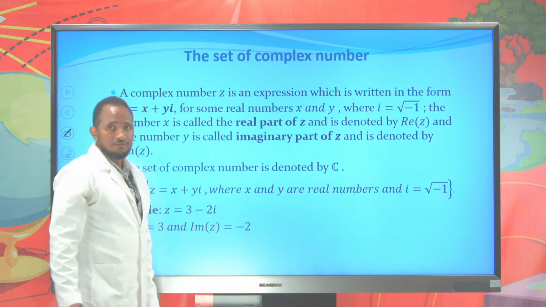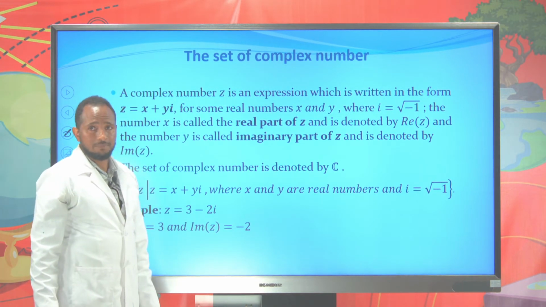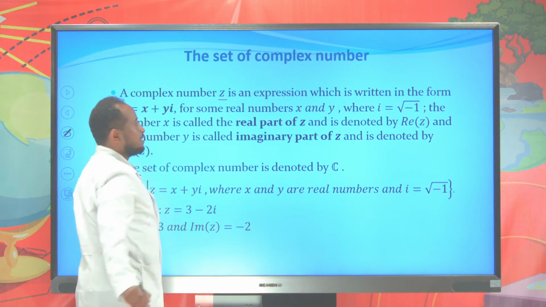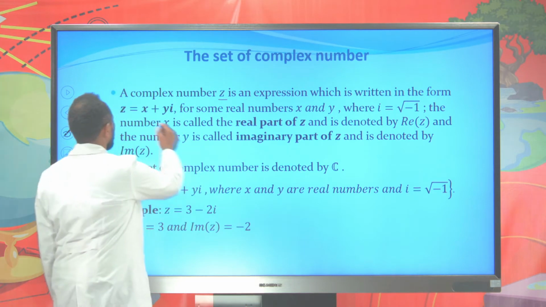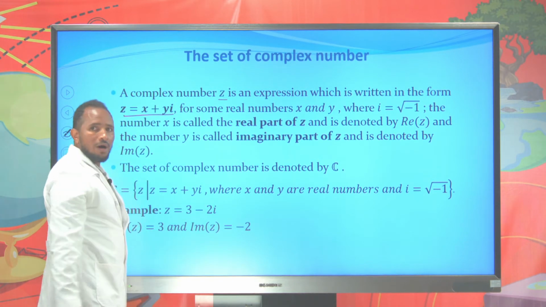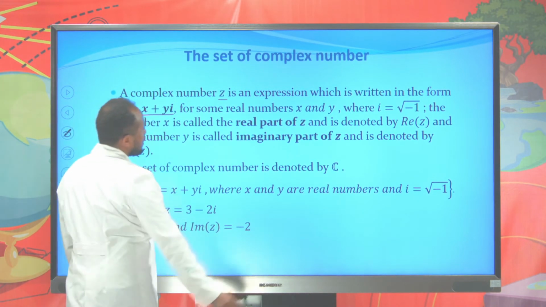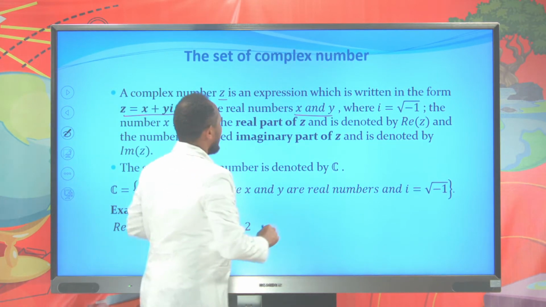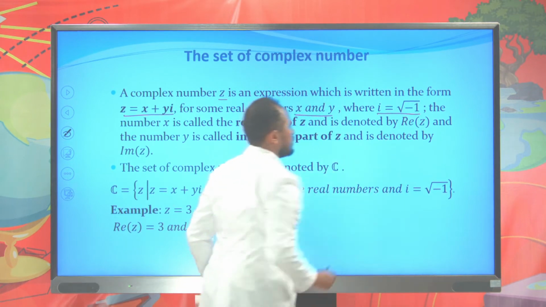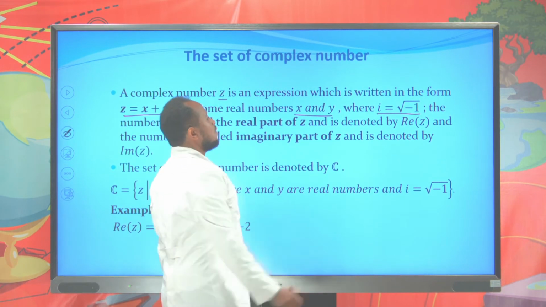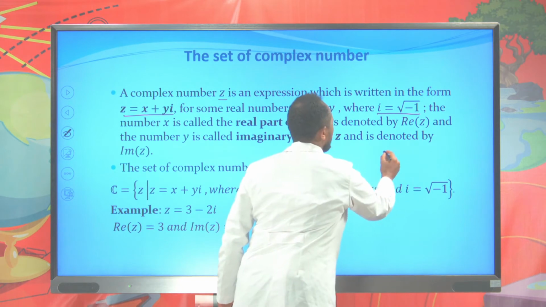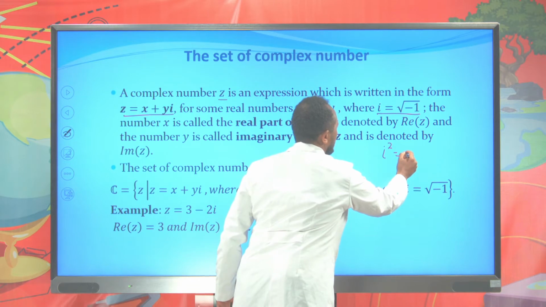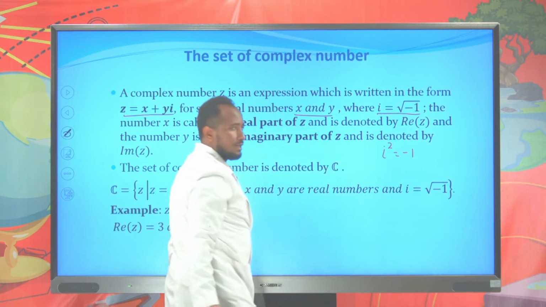So let's see first the definition of the set of complex numbers. A complex number z is an expression written in the form x plus yi for some real numbers x and y, where this i is the square root of -1, or in other words, i squared is equal to -1. I can write this to their equivalent.